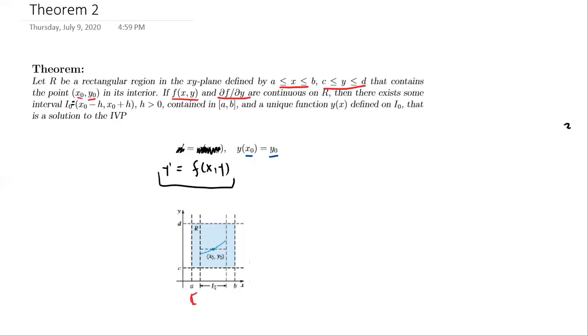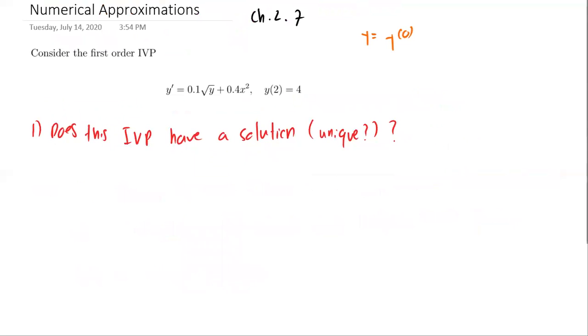You have this square, AB on the x-axis and CD on the y-axis. As long as that is true, you're guaranteed a subinterval. You don't know what the subinterval is, so that's why it was a little bit more complicated. But you're guaranteed a subinterval, let's call it I naught, in which you know that a solution exists to this initial value problem. Okay.